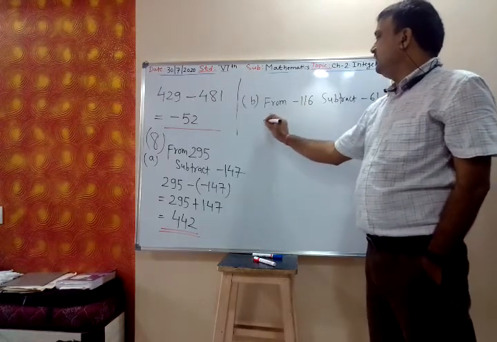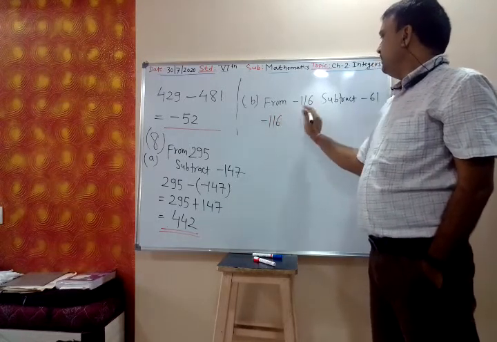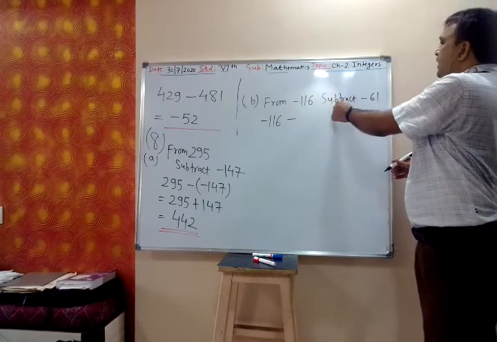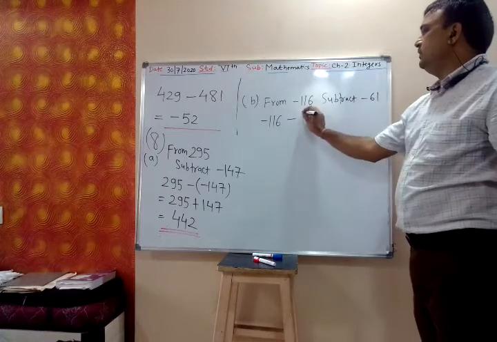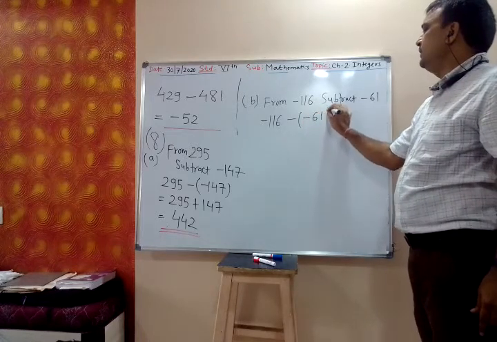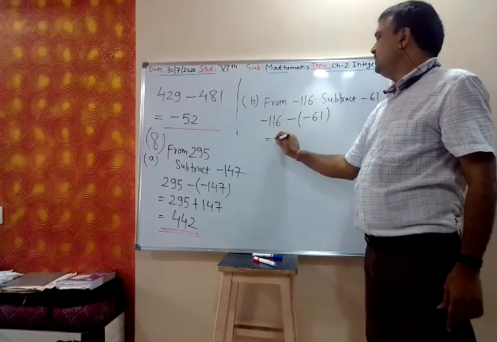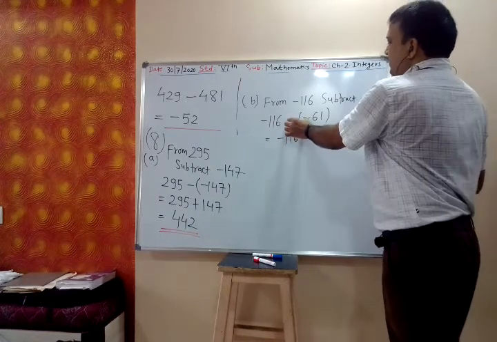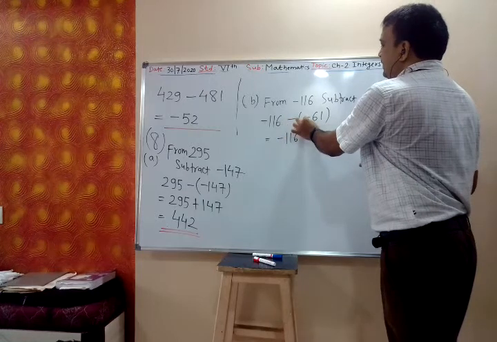So from means minus 116, subtract means minus sign will come. Which number do we want to subtract? Minus 61. So we write minus 61 in the bracket. So this is minus 116. Minus minus signs are together. Whenever minus minus signs are together, minus minus become plus.